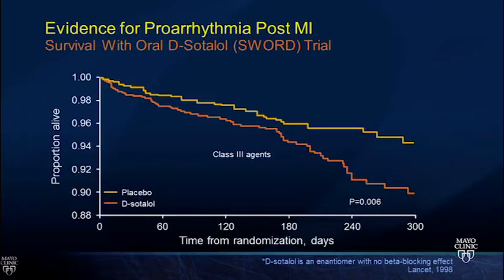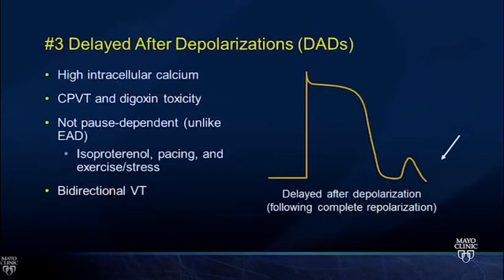Now this is shown in the SWORD trial. The SWORD trial used D-sotalol, which is an enantiomer that just has potassium channel blocking action without the beta blocker. So those patients had higher risk of mortality with a pure potassium blocking drug. In clinical practice, we use a combination of L-sotalol and D-sotalol.